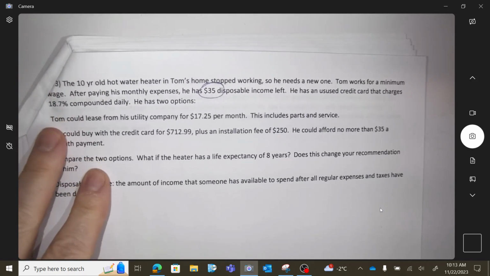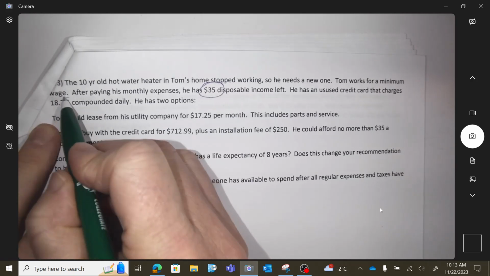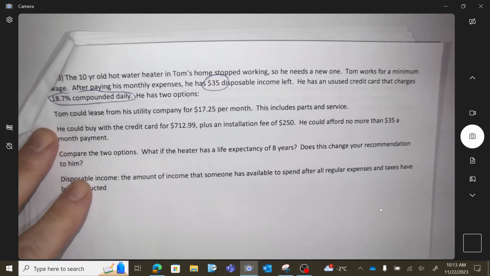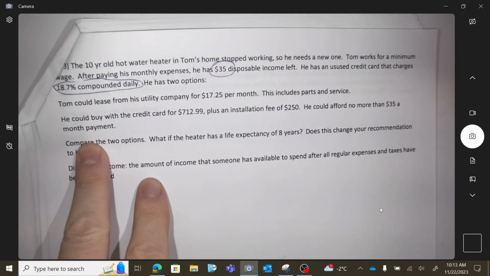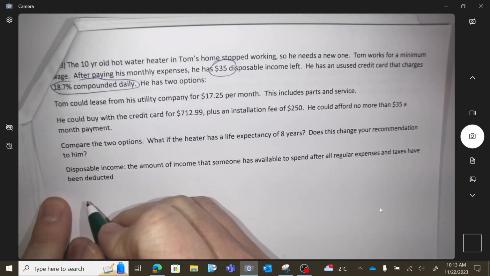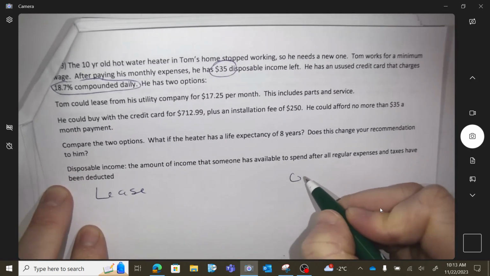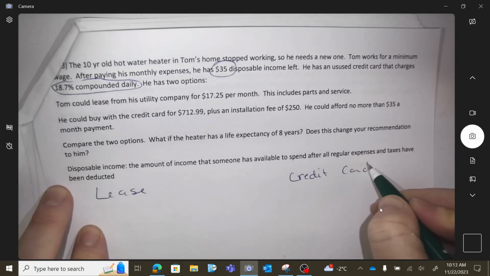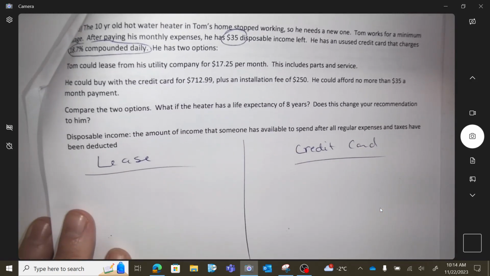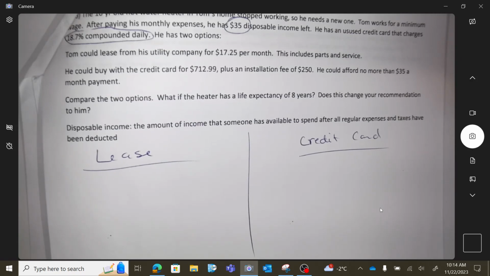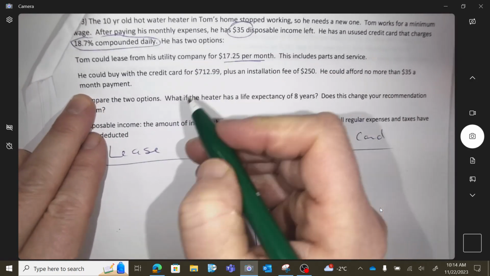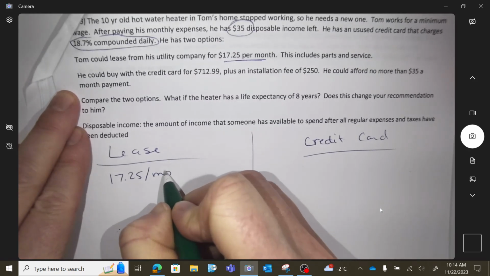So he has a credit card and it charges this. So he has 2 options. He could lease it, or he could buy it with his credit card. So let's compare. Okay, so leasing. If we leased it, we could get the lease for $17.25 per month.